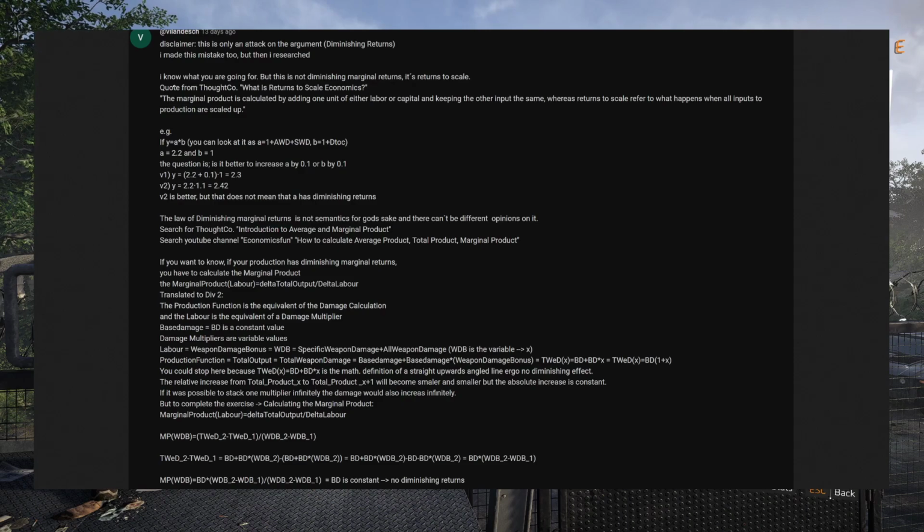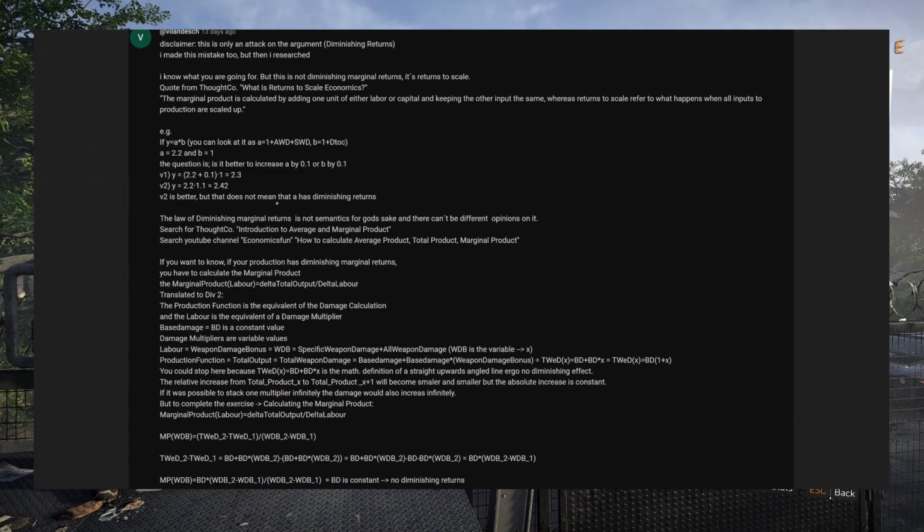But yeah, this is not diminishing marginal returns. It's returns to scale. Quote from Todco, what is returns to scale economics? The marginal products are calculated by adding 1 unit of either labor or capital and keeping the other inputs the same, whereas returns to scale refer to what happens when all inputs productions are scaled up. Then it goes into some calculations here.